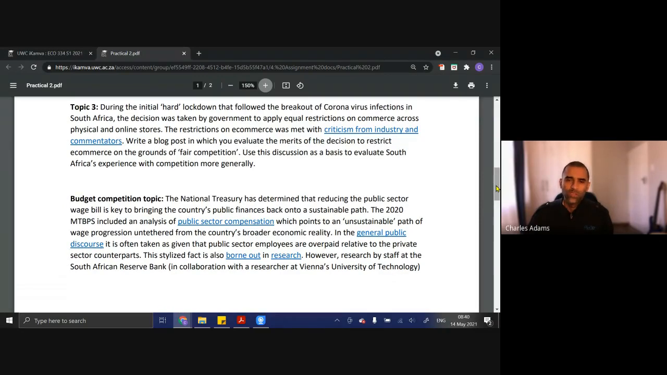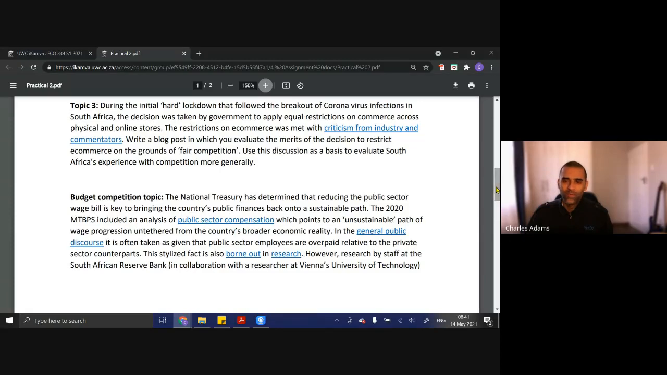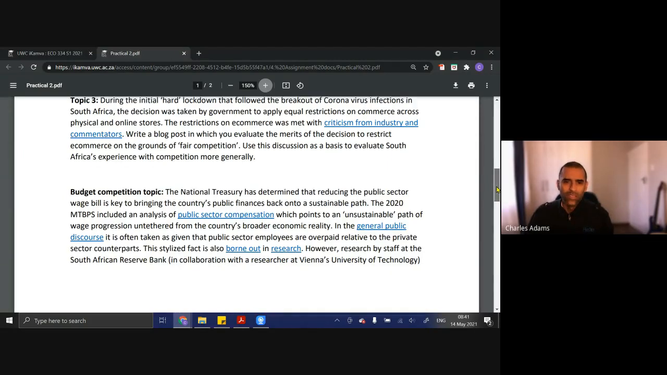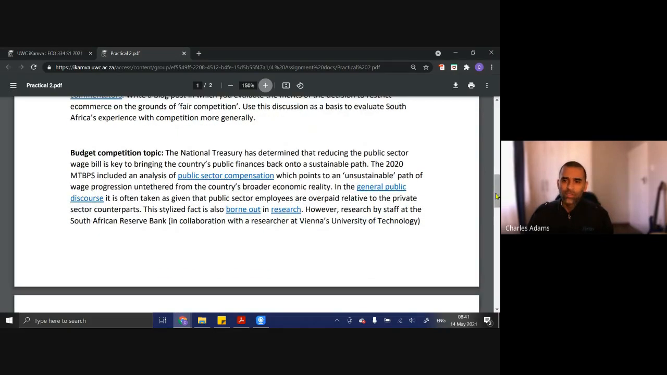So the setup here is more tangential, but I want you to branch off of this setup, use the setup as a basis for discussing competition policy in South Africa more generally. A lot of commentators have suggested very vociferously last year that this is a somewhat incompetent policy decision, invoking competition to restrict e-tailers.